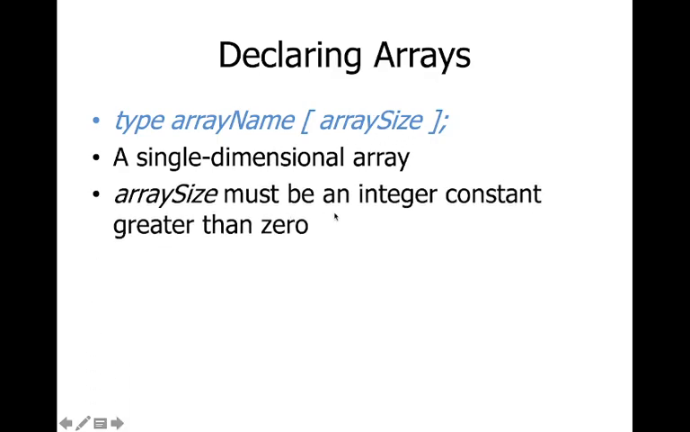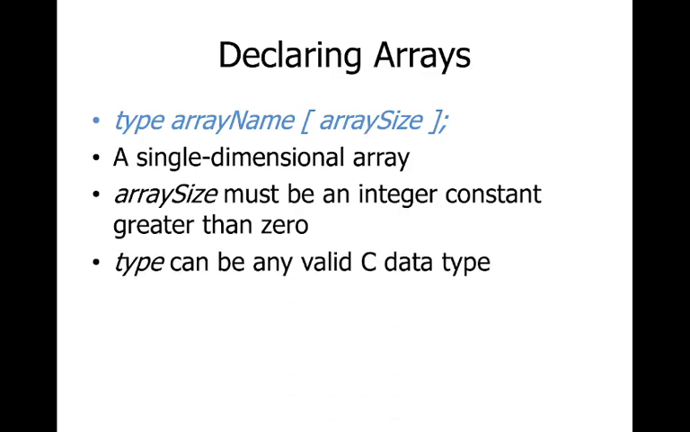The array size must be an integer constant greater than 0. So the size should be greater than 0, and it should be an integer constant. The type can be any valid C data type, like int, float, like that. Any valid C data type can be used.